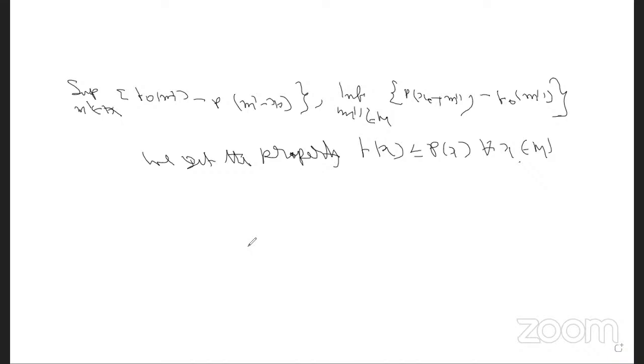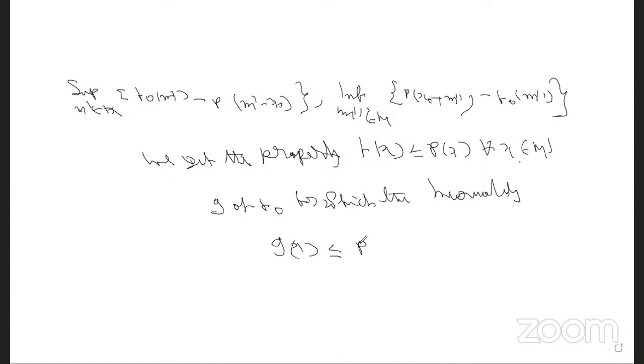So now consider C is a family of all linear extensions G of f naught for which the inequality G of x is less than or equal to p of x holds in the domain of G.